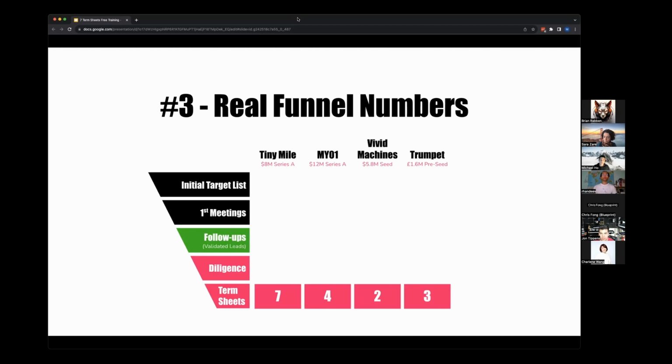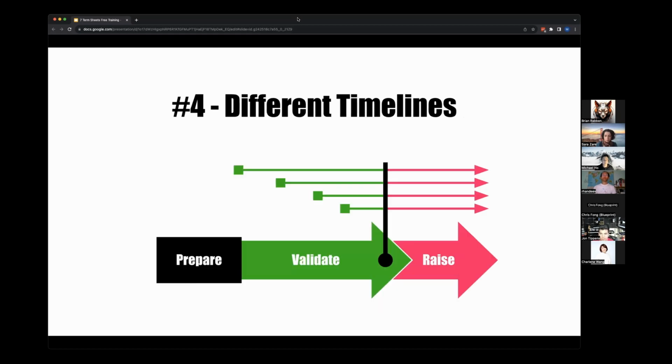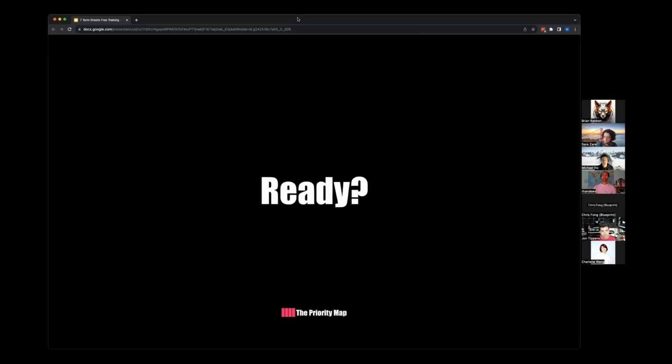We're going to look at each of these 4 rounds, and at the different funnel numbers that led to multiple term sheets, so that we can see the patterns across the different rounds. And then, because every fundraise is different, we're going to talk about the different timelines that you can run a fundraise in, and what stays the same and what changes.